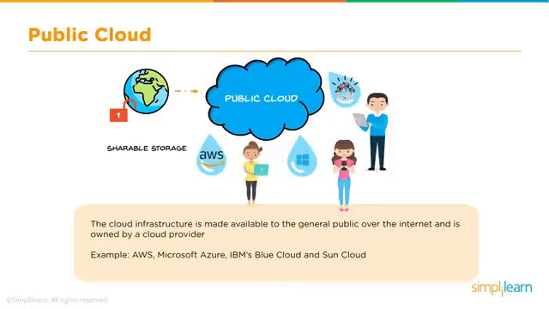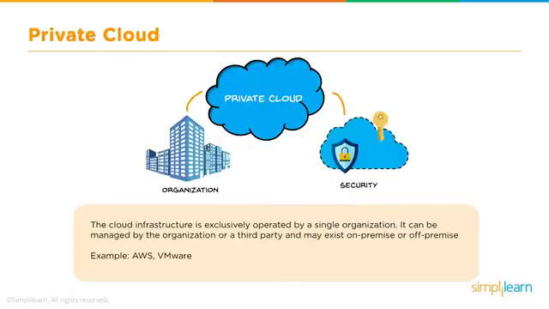And as we know now, the public cloud is a cloud infrastructure that's made available to the general public over the internet, and it is owned by the cloud provider. Some of the major players as cloud providers are AWS, Microsoft Azure, IBM's Blue Cloud, and Sun Cloud. And private cloud? Now this cloud infrastructure is exclusively operated by a single organization. It can be managed by the organization or a third party and may exist on premises or off premises, doesn't matter, but the point here is this is exclusively operated for a single organization.